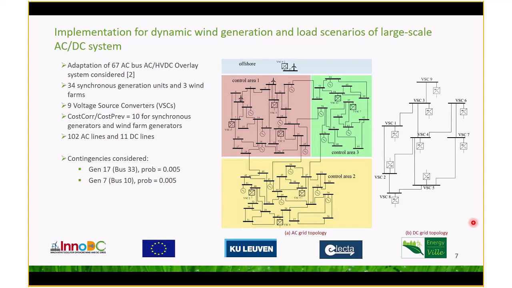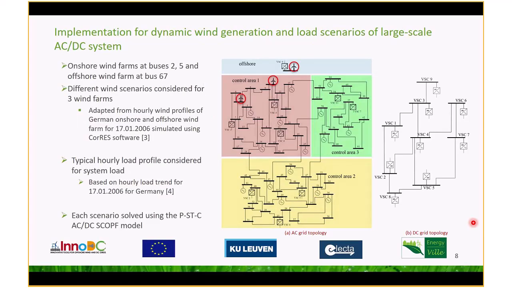For our analysis, 2 contingencies have been considered. The first one is the contingency of generator 17 at bus 33 with a probability of 0.005. This is the largest dispatched generator in the reference stage. The second contingency is of generator 7 on bus 10 with the same probability.